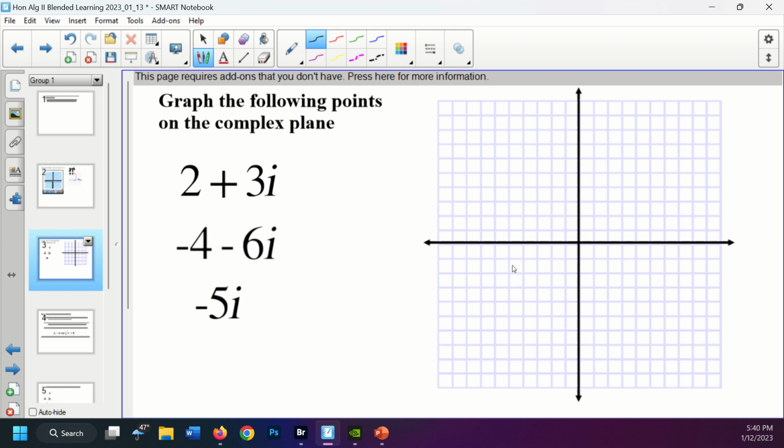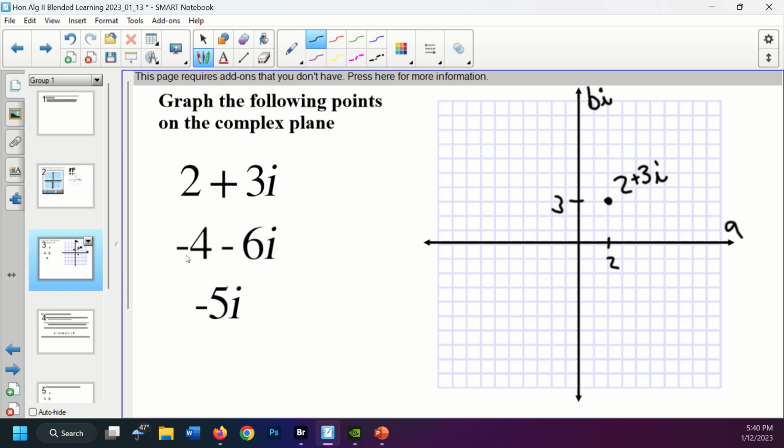The first thing we want to do is make sure that we have labeled the graph correctly so that we know that it is a complex plane. So this is going to be our A axis, and this is going to be our BI axis. When I look at 2 plus 3i, I'll come over here and mark this as 2. We'll come up here and mark this as 3. And so this point right here will be 2 plus 3i.